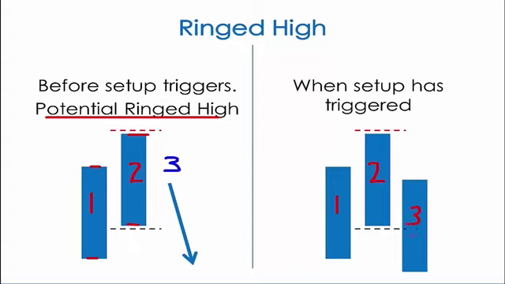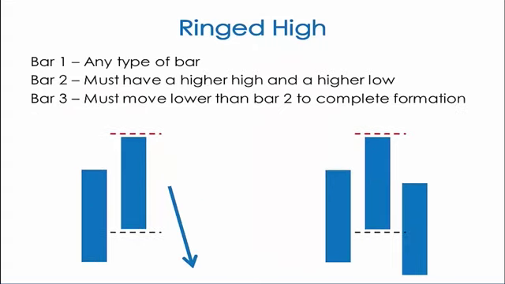So that's what we're looking at, talking you through it. And so that you can see it in more of a texty way, we can see here bar 1, absolutely any type of bar that you like. Bar 2 has got to have that higher high and higher low, and that's the potential signal. And bar 3 must then move lower than bar 2 for it to be a confirmed or a triggered trade.